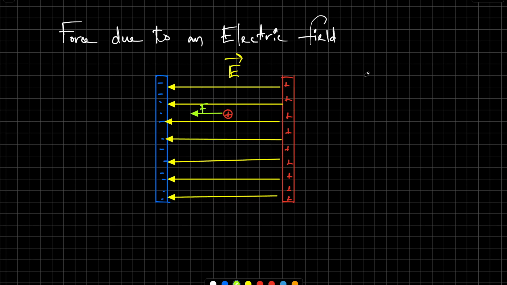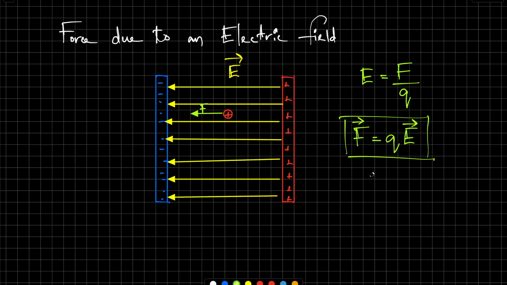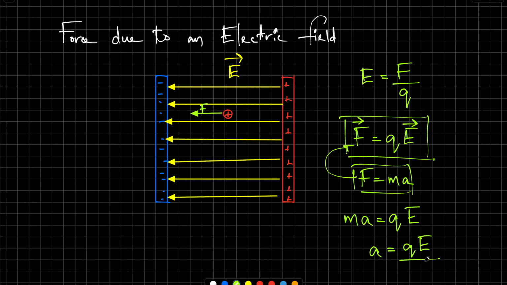Now, how do you find that force? We have this equation for the electric field: E equals force on a test charge divided by the test charge. So if you cross multiply this, you'll get force equals QE. And Newton's second law, net force F is mass times acceleration. You can replace F with ma. You'll get this equation, ma equals QE, or acceleration of this charged particle is equal to QE divided by m, where Q is the charge of this particle, E is the electric field, m is the mass of this particle.